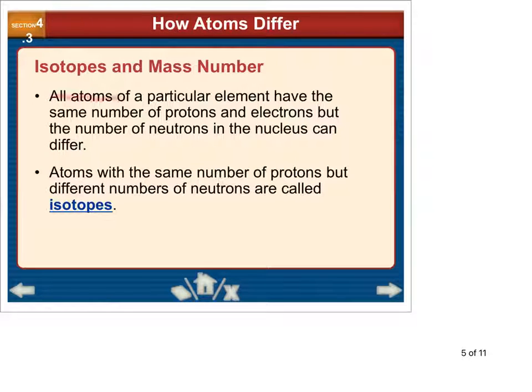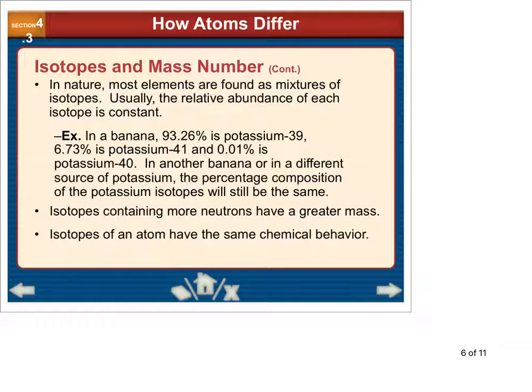So all atoms of a particular element have the same number of protons and electrons, but can have different numbers of neutrons. And atoms with the same number of protons but different numbers of neutrons are called isotopes.